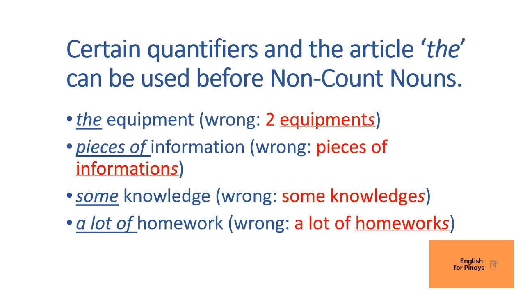Now, certain quantifiers and the article the can be used before non-count nouns. For example, for equipment, instead of saying 2 equipments, you don't add an S. You cannot add a numeral before it. So instead you say the equipment or some equipment. Okay. Information, you don't say informations, so you say pieces of information. For knowledge, you can say some knowledge, a little knowledge, a lot of knowledge, but you cannot say some knowledges. And then homework, you can say a lot of homework, but not a lot of homeworks.